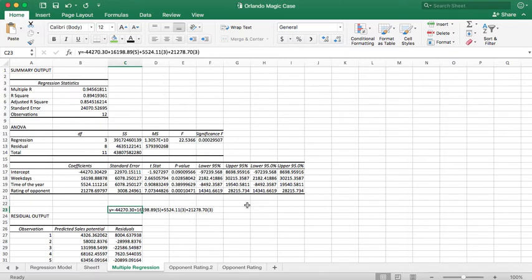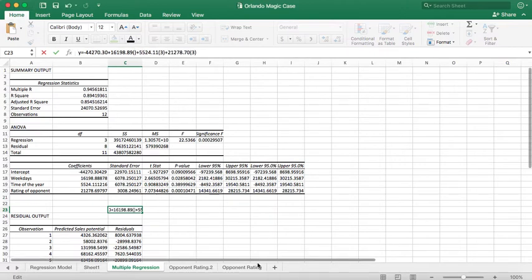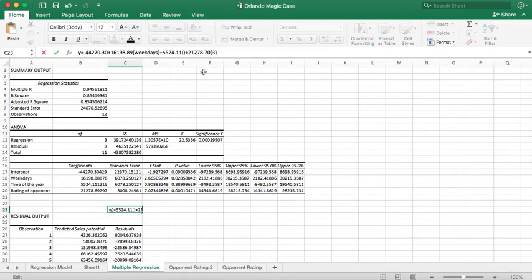So we do y equals to the first number right here, the minus 44,270. All right, and then we're going to do the plus sign, we're going to add it, and we're going to type this number, and in parentheses we're going to use the variable. In parentheses we see number 5 because we're trying to predict a variable, but we can use weekdays.